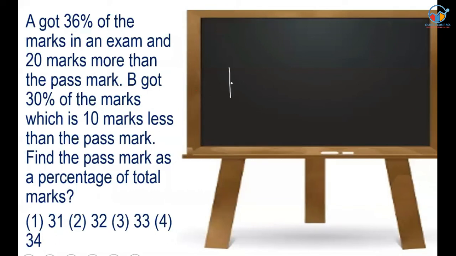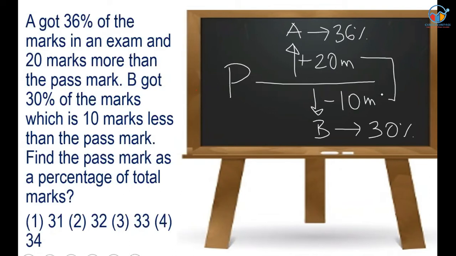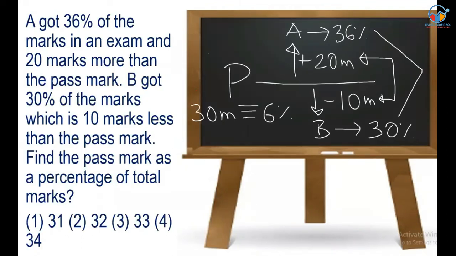Imagine if I want to understand this diagrammatically, imagine if this is the pass mark. One person A gets 36% and he gets 20 marks more than the pass mark, while the other person B who gets 30% and he gets 10 marks less than the pass mark, that means he fails by 10 marks. If you look at these numbers, you will clearly make out the gap between them is 30 marks. Also, if you look at the percentage values, it corresponds to 6%. See, this 30 marks is equivalent to 6%.